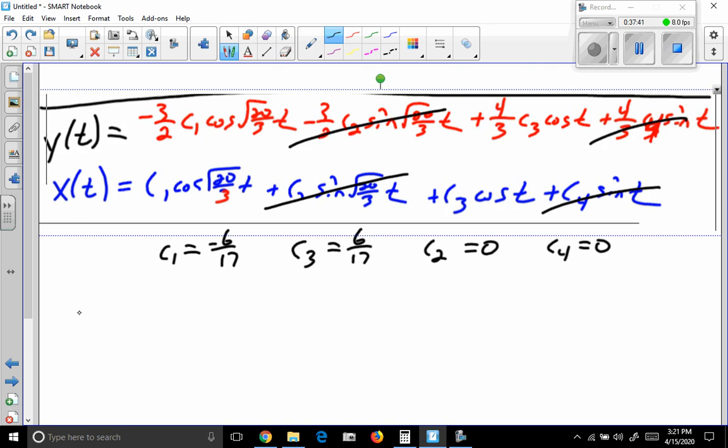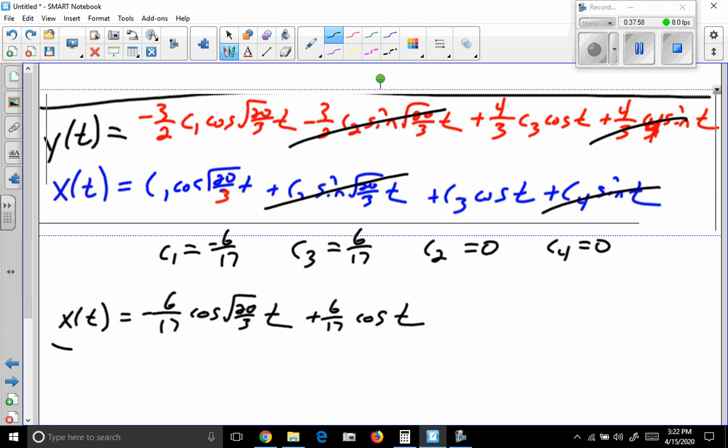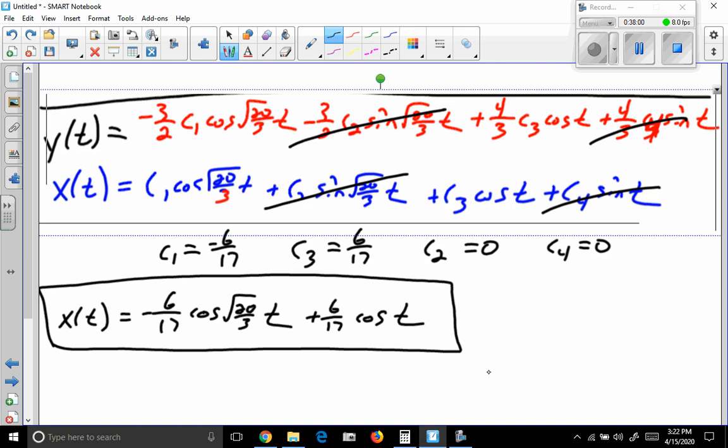So for x of t, minus 6 over 17 cosine root 20 over 3t. And we have a plus 6 over 17 cosine t. So that's our position function for x.